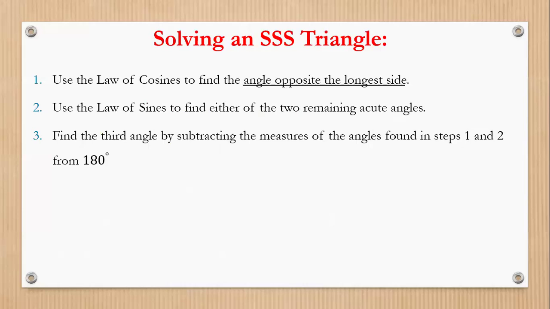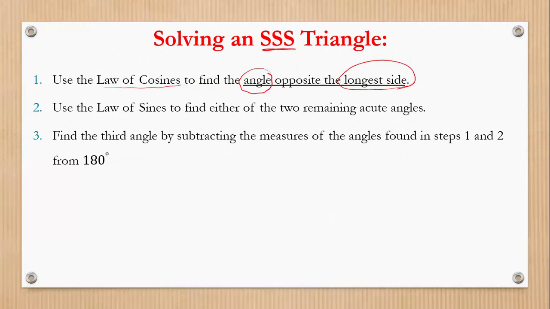So what are the steps that I'm going to follow? I'm going to use the law of cosine to find an angle this time. Remember, you're using the law of cosine, but not for finding a side, to find an angle opposite to the longest side first. Because the 3 sides are given to you, you just need to find angles. And you use law of cosine to find the angle which is opposite to the longest side first.